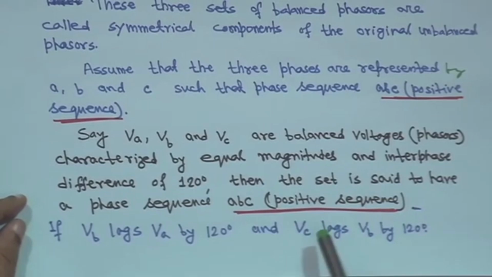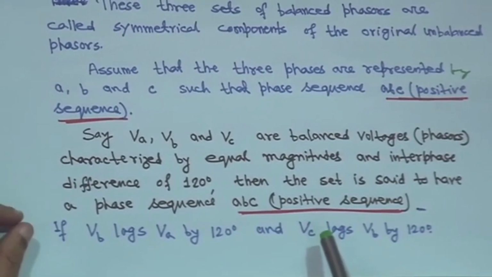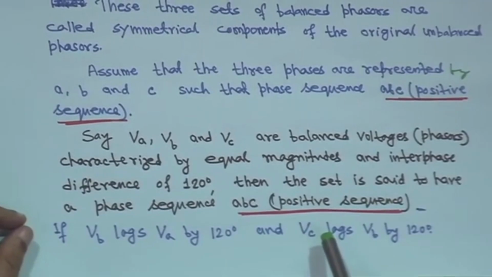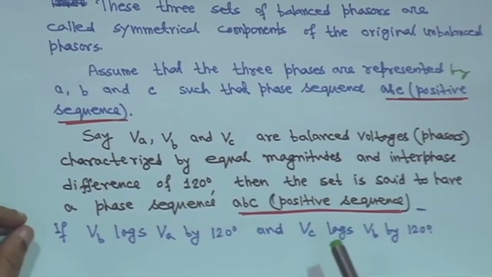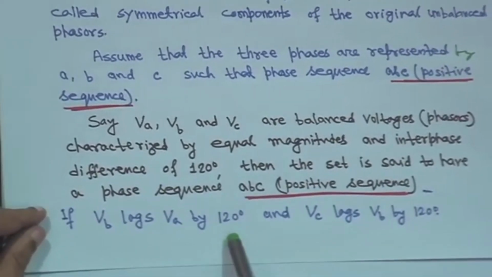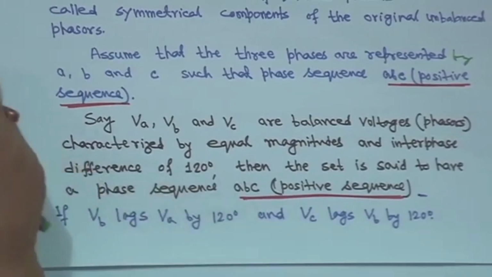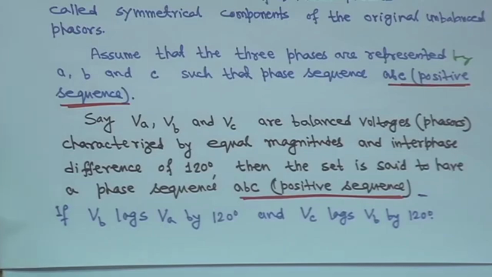Whatever we have studied for solving, say, a three-phase transmission line, almost all are ABC phase sequence. So, if VB lags VA by 120 degrees, which you know, and VC lags VB by 120 degrees, which you also know, then we can make this kind of definition.